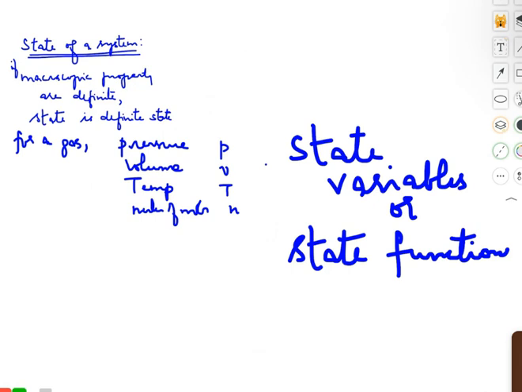Now let's take a look at what these state functions are. State functions and path functions. The path is what path they follow, how they vary. Let's try to understand the state and path functions.